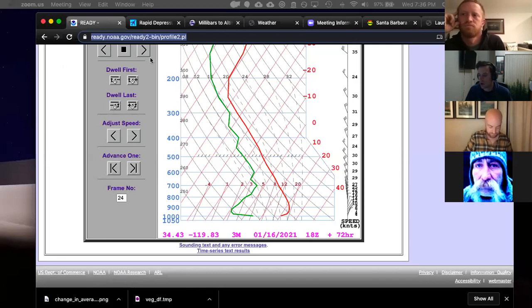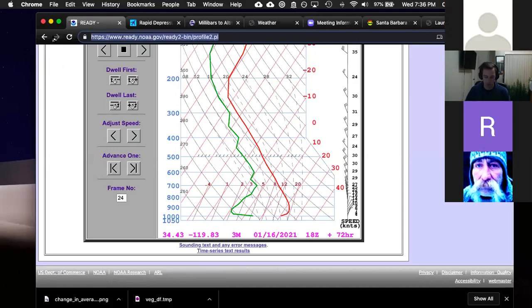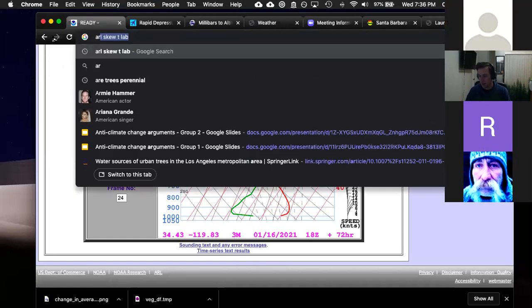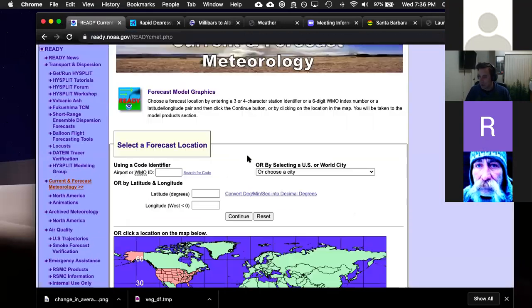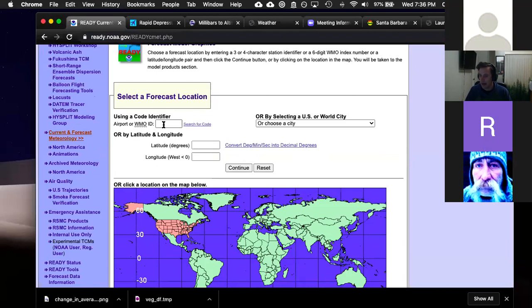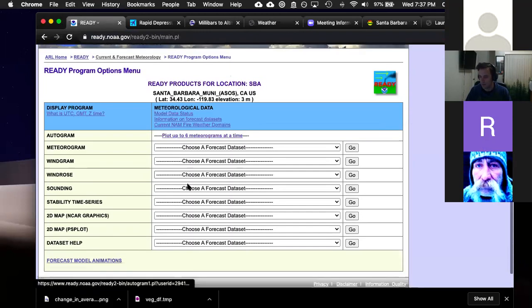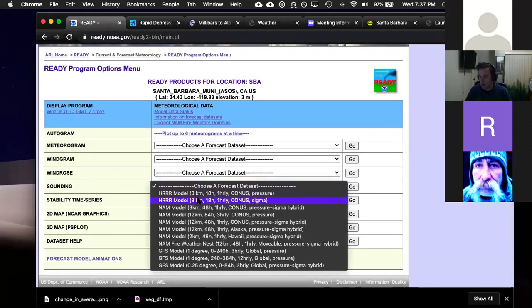All right. So for all of y'all who haven't really looked at SKUTs before, I'm going to pull this back up. So I type in the ARL SKUT laboratory. This takes us to NOAA here. And we can go in and we can add in an airport here for ease, or you can do latitude, longitude. For us, I'm just going to do SBA for Santa Barbara. We go down to the soundings here.